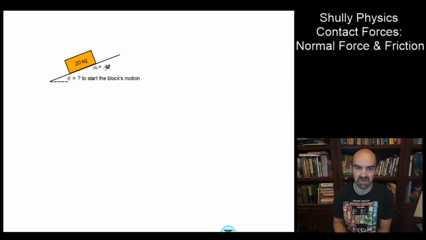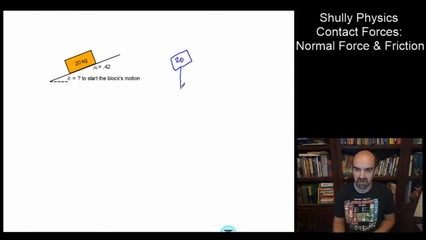Now in this kind of scenario, I'm asking you kind of the opposite. What would the angle be to give us the mu s? I'm sorry, what would the angle be to start the block's motion given a coefficient of static friction of 0.42? We've got a 20 kilogram block here. All right, so this will be a little reminiscent of a block on a ramp problem.